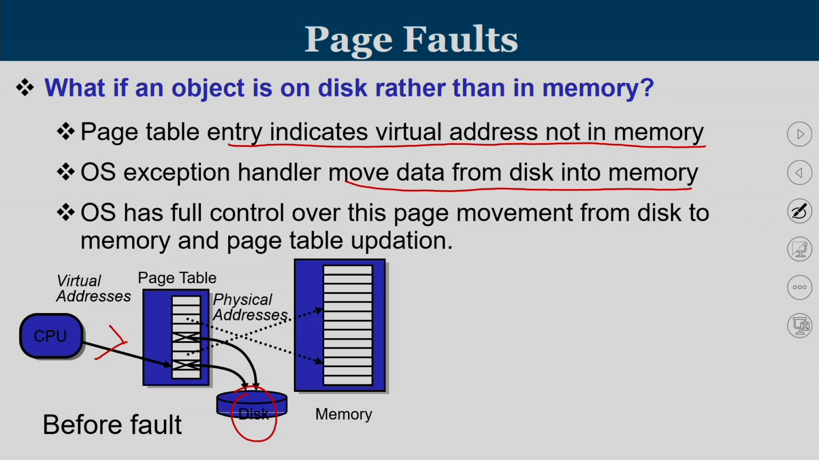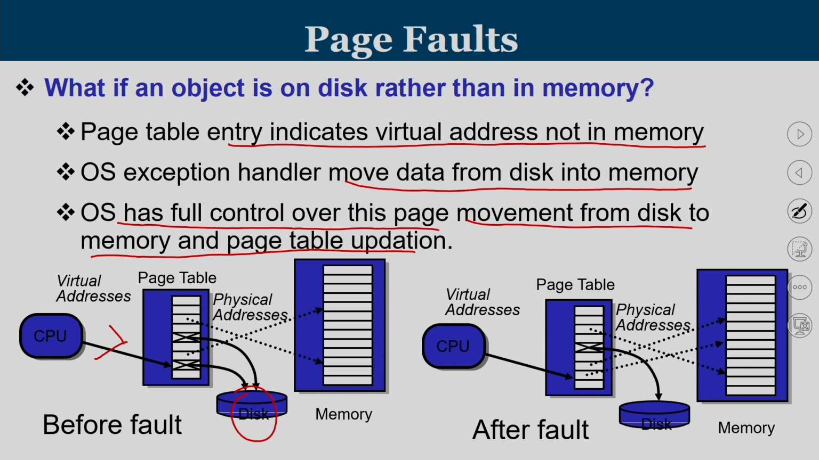In a page fault, you have to pick up that particular data from the disk, put it inside memory, and then make it ready for execution. So the operating system has full control once the page is moved from the disk to memory, and that will help in the page table updation.